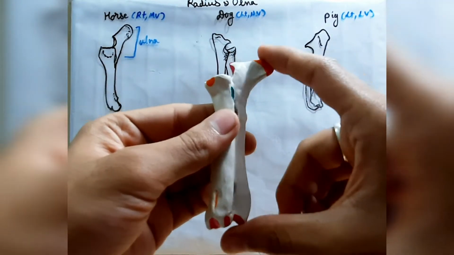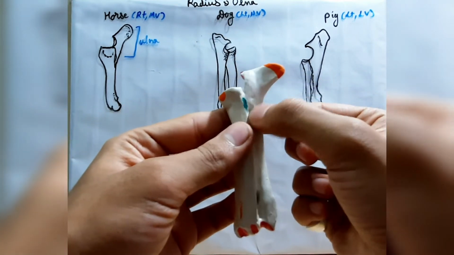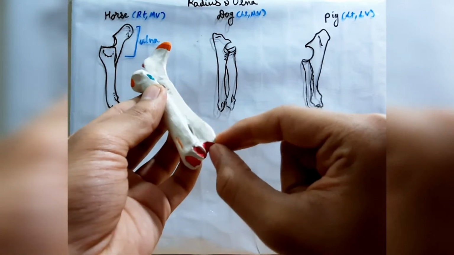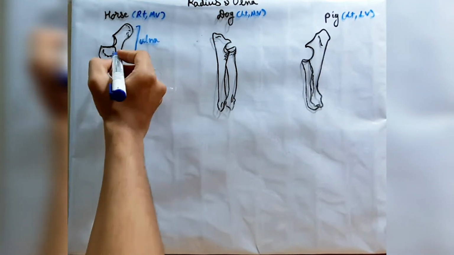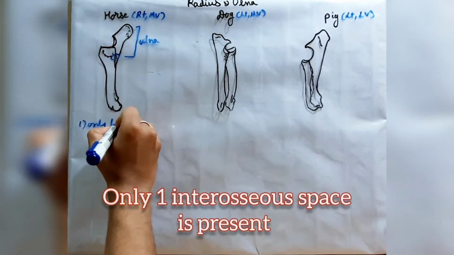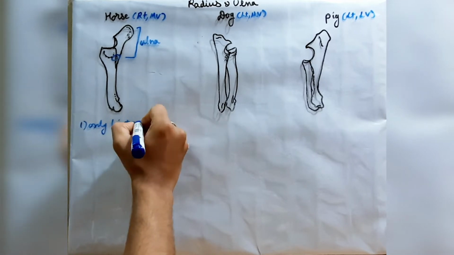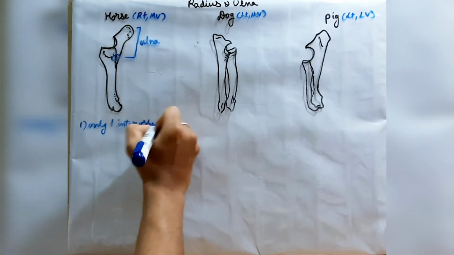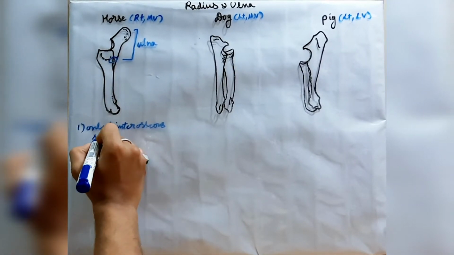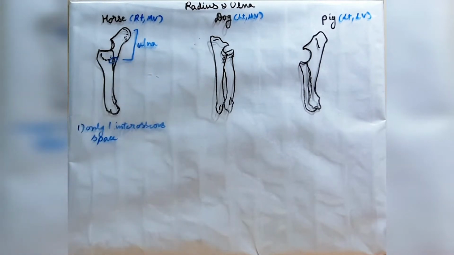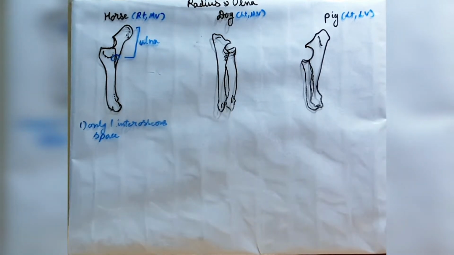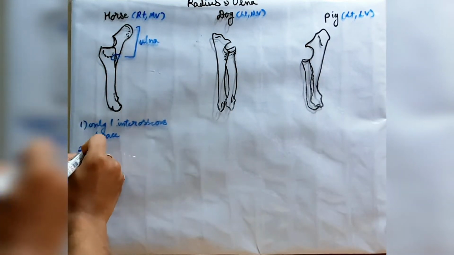Because here the ulna is big, it forms two interosseous spaces, right? It has two interosseous spaces, and then we have the styloid process here. But in case of horse, only one interosseous space is present. So the first point is only one interosseous space, the proximal interosseous space, is present. Actually, we don't use the word proximal because there's just one. In case of cattle, we say proximal and distal because there are two. See here, you have one and you have two right here. So in case of horse, only one interosseous space is present.